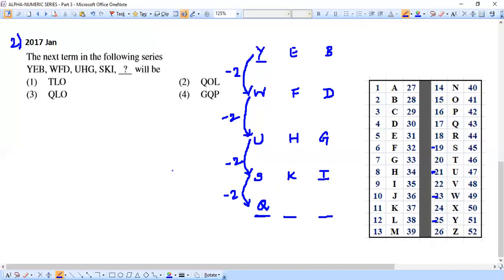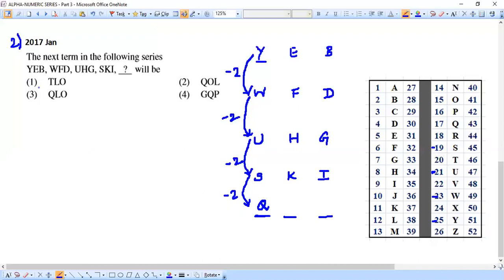So what should be done immediately next? We need to come to the options. This practice is very important. Don't try to do the full problem at a time. We have just got one letter, the first letter of our missing term. Come immediately to the options. This will help us eliminate the wrong answers.